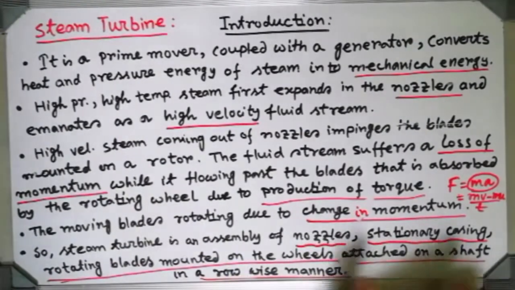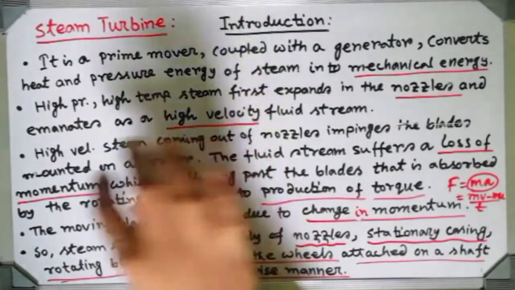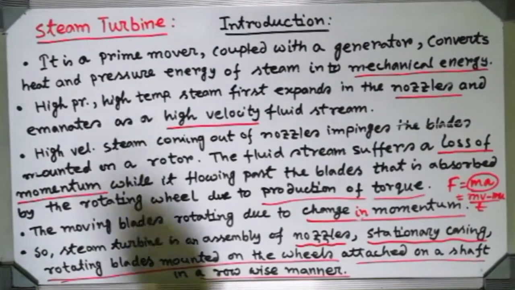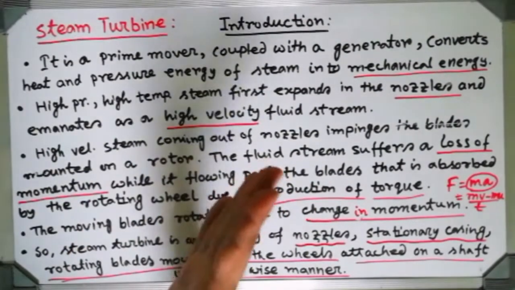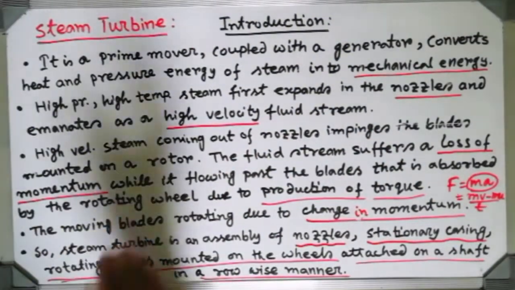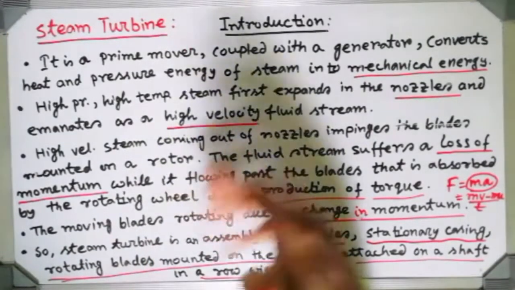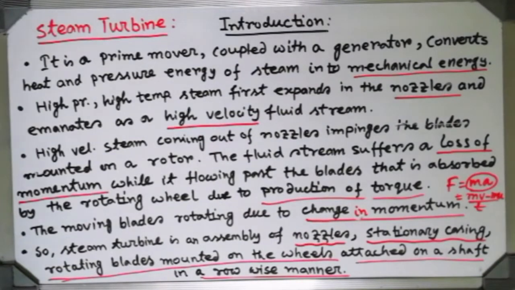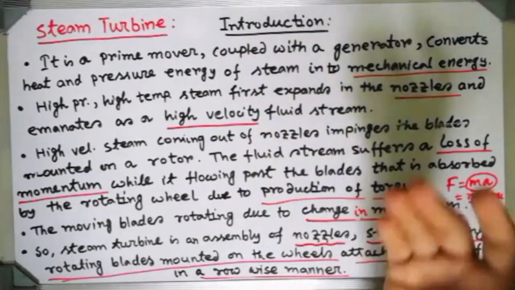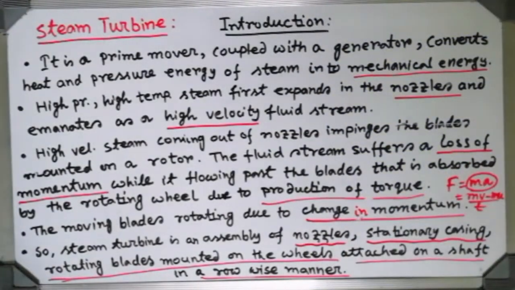That's why I have written over there that the wheels are attached on a shaft in a row-wise manner. One row, second row, third row, fourth row, but they all are coupled to a single shaft. So while the steam is passing from one row to the second row to the third row, it is continuously doing some work. So multiple stages are there actually. Due to this multiple staging, more work will be produced. As a result, more shaft work, more RPM of the shaft, more electricity will be generated. Nothing else.